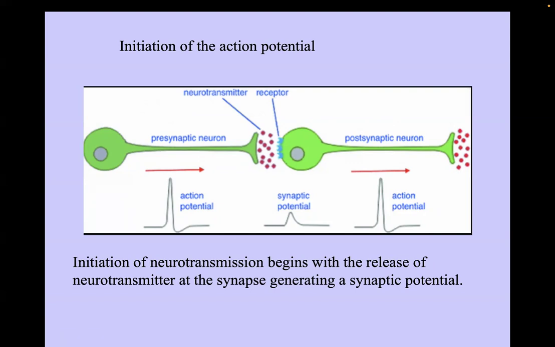A refractory period exists where the neuron has to do something before it can fire again. We'll see what that is shortly. So that's what I need to cover here.